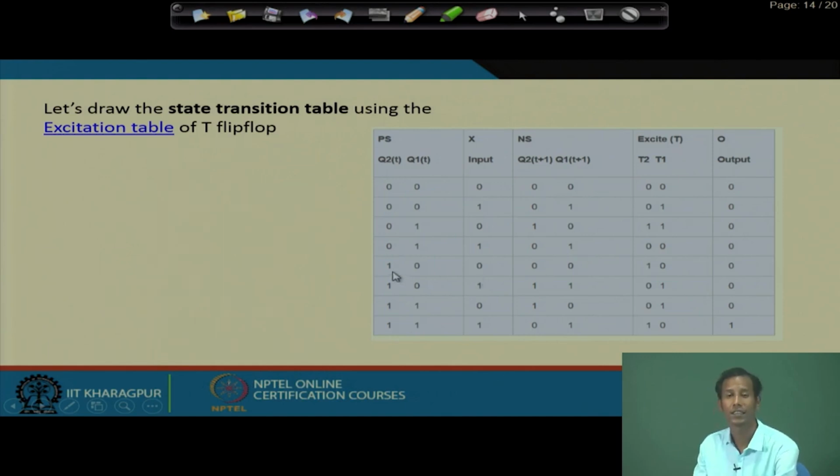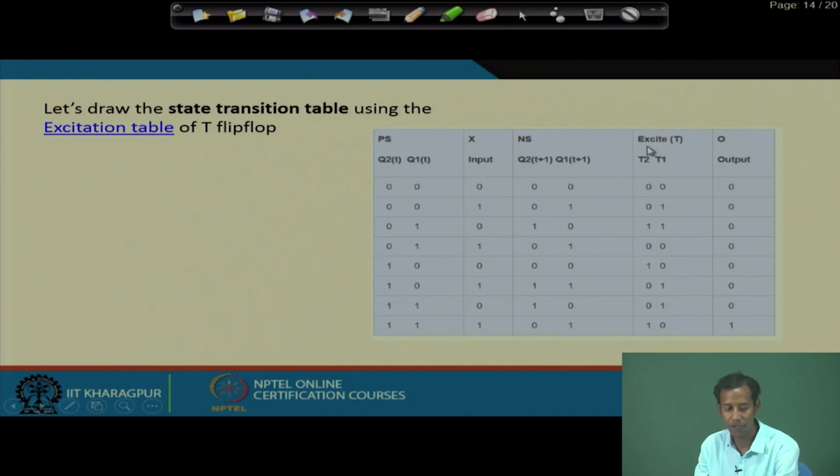Then for state S2, which is 10, if the input is 0, it will go back to S0 depending on the FSM we drew earlier, so 00. If the input is 1, it will go to the S3 state, which is 11. So, something like that, we have derived these particular equations from these tables, from the state diagram or FSM.